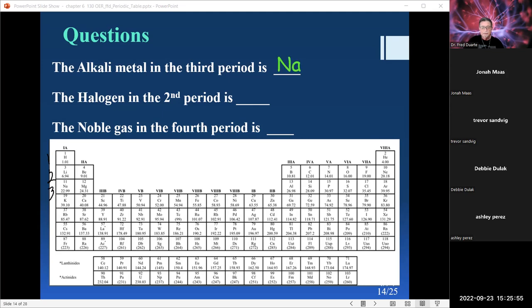The halogens are the ones in group 7, and we're talking about the second period, so that'd be 1, 2, that must be fluorine. And then finally the noble gases, which are the last group, group 8A, and you're talking about the fourth period, so that's got to be krypton.